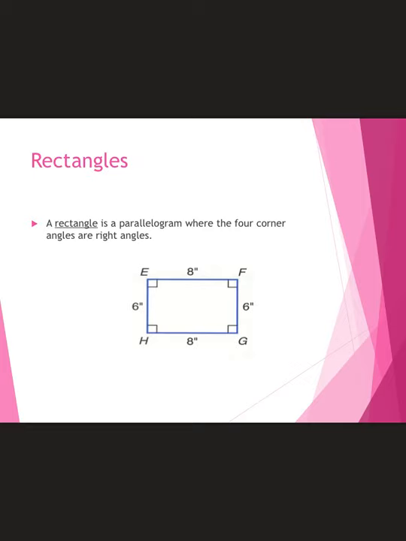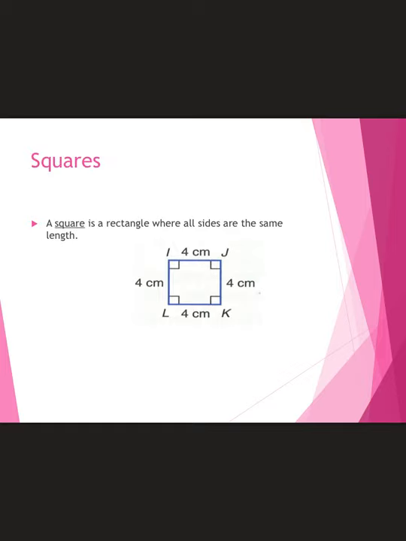A rectangle is a parallelogram where the four corner angles are right angles. So in figure EFGH, you see that each corner is a right angle. We still have parallel sides and equal sides. A square is a rectangle where all sides are the same length. So here we have in figure IJKL, every side is 4 centimeters. And because a square is a rectangle, all of the corners have to be 90 degrees.